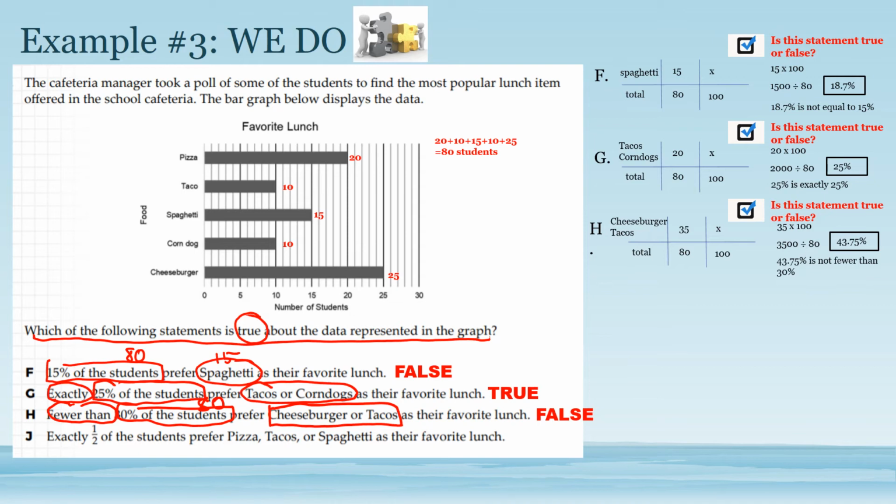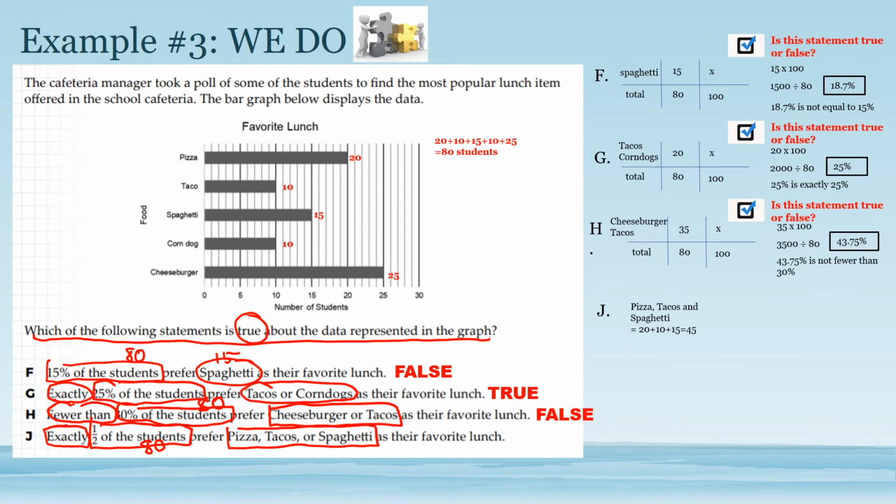Exactly 1/2 of the students prefer pizza, tacos, or spaghetti as their favorite lunch. So we're doing exactly, that means it's equal to half of the students, so half of 80 prefer pizza, tacos, or spaghetti. How many students like pizza, tacos, or spaghetti? If you answer 45, you are correct.